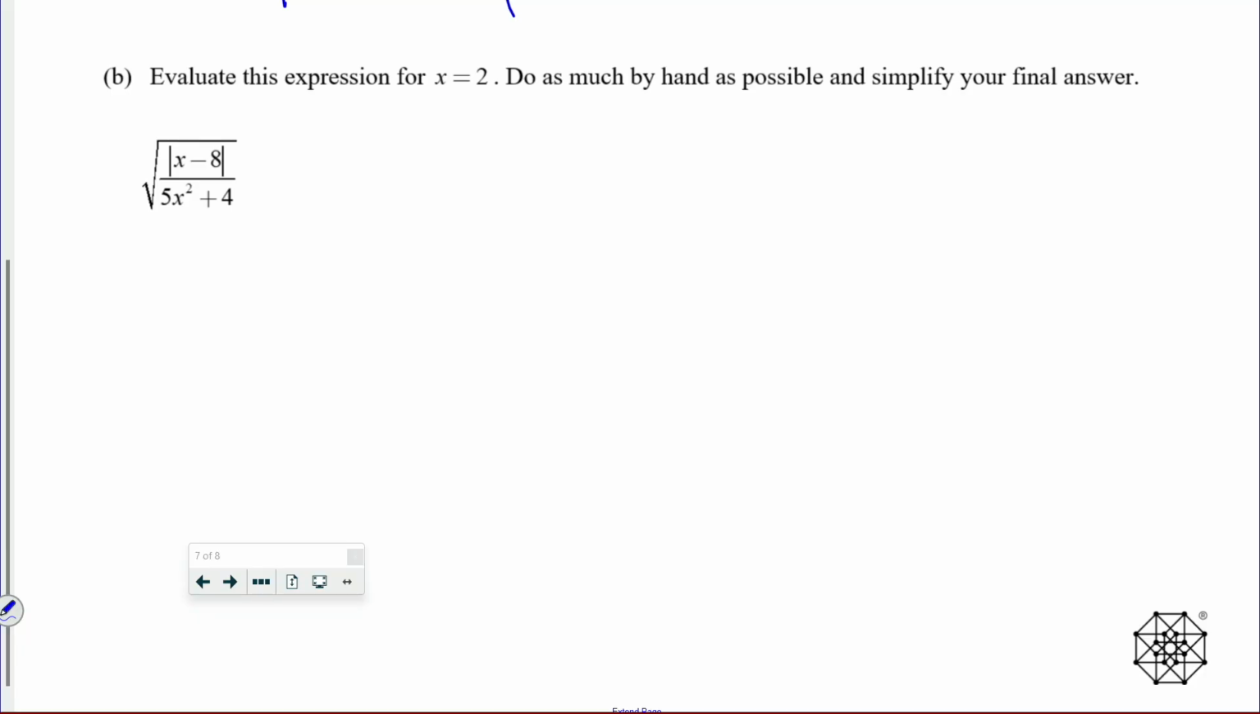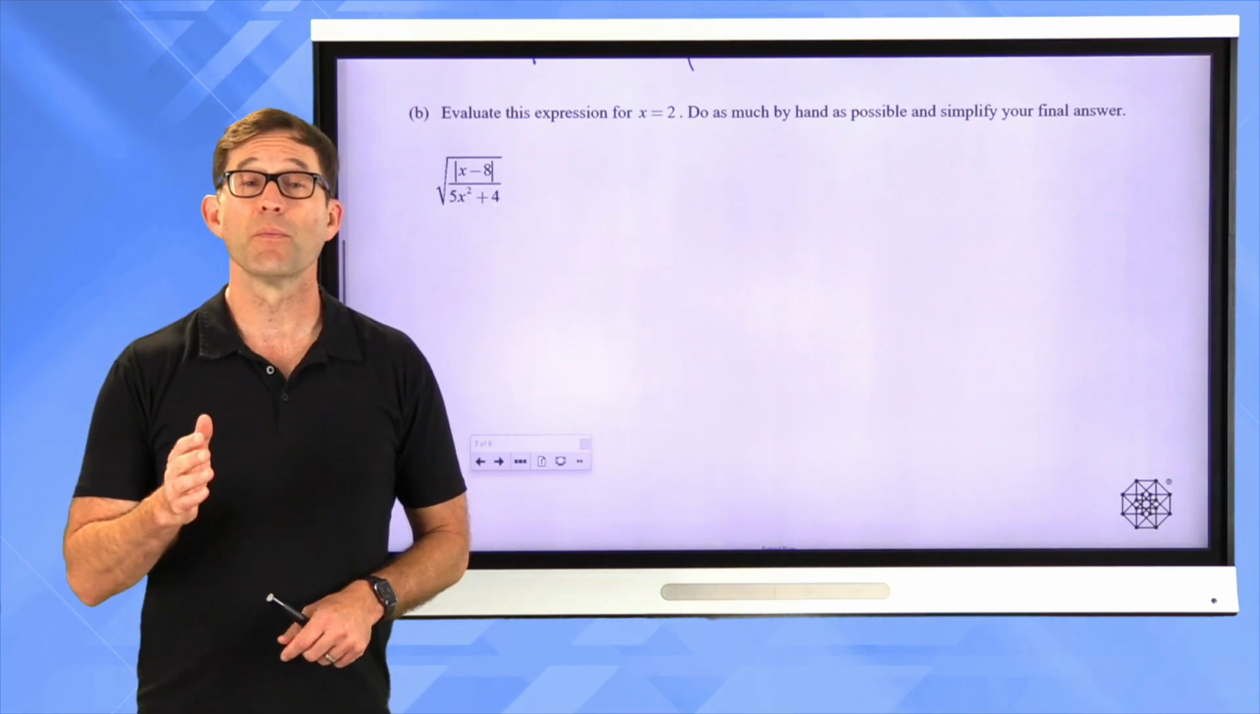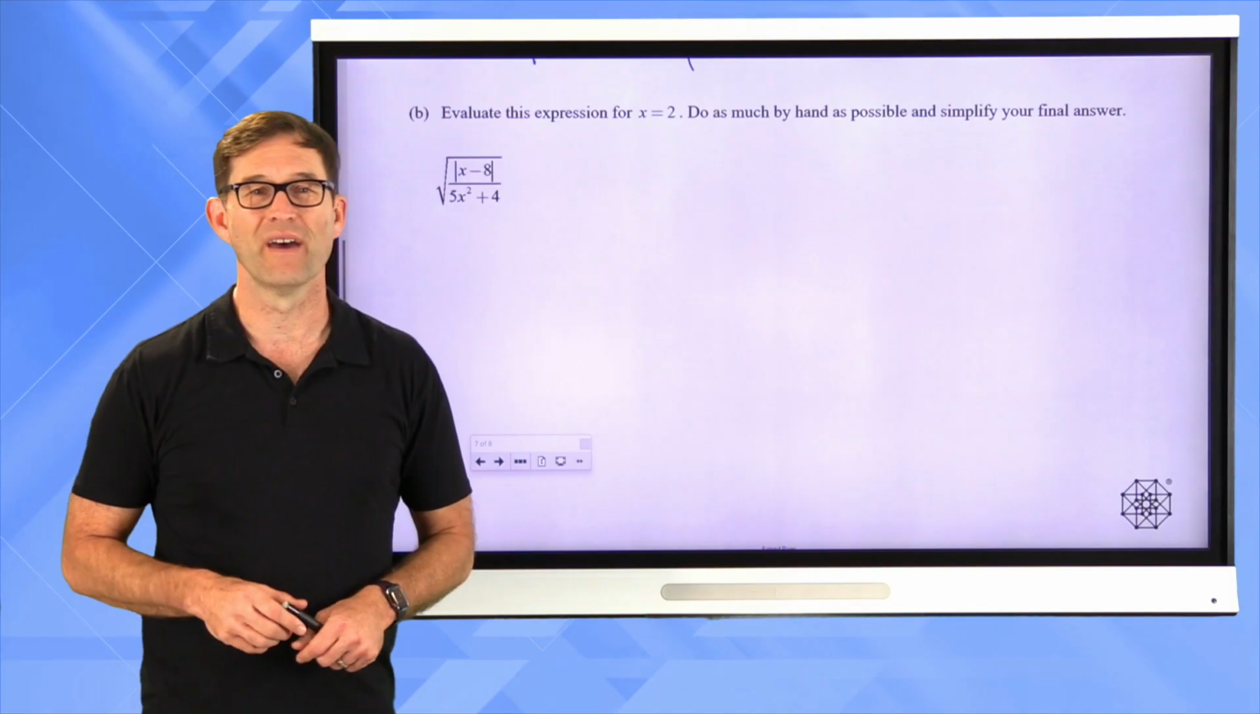Letter B. Evaluate this expression for x equals 2. Do as much as possible and simplify your final answer. Do as much by hand as possible and simplify your final answer. And you should be able to do the whole thing by hand. So pause the video now and see what you get as your final answer.